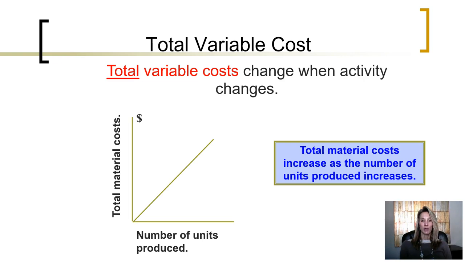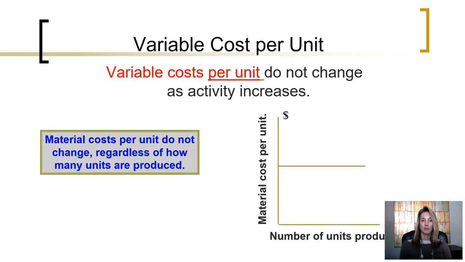If we were to reorganize all the company's costs, some of their costs would be variable costs. Total variable costs change when the activity changes. For example, total material costs are variable costs. Total material costs increase as the number of units produced increases.